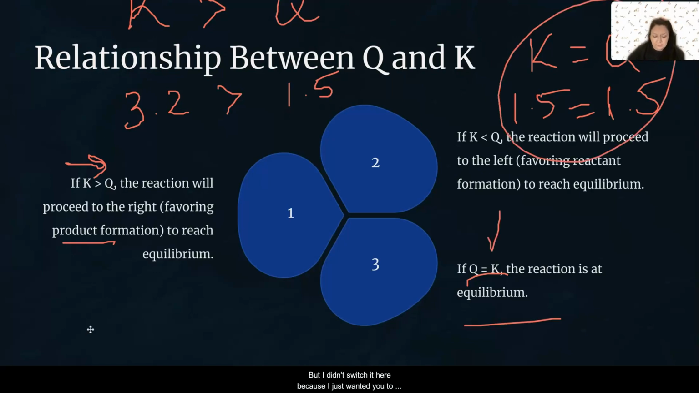But I didn't switch it here because I just wanted you to see that anywhere, textbook, AP exam, they always do it in terms of Q versus K, but I flip it because when you're on a multiple choice or you're trying to quickly get through the test, time is going to suck all of your good points away if you aren't being smart with your strategy.